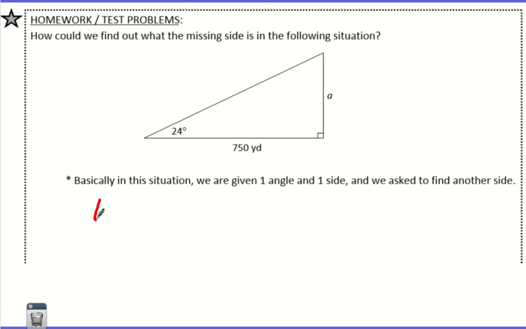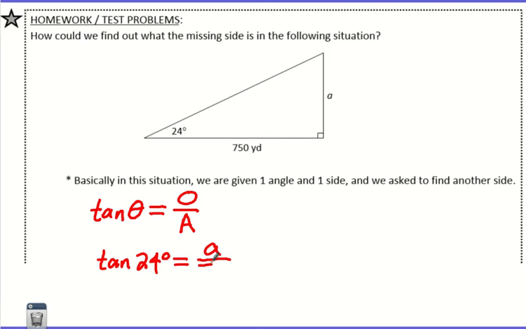Wouldn't it make sense to use tangent? Because tangent involves opposite and adjacent. So theta would be 24 degrees. We do not know the opposite leg, and the adjacent leg is 750. So what do we do now? We just solve for A.